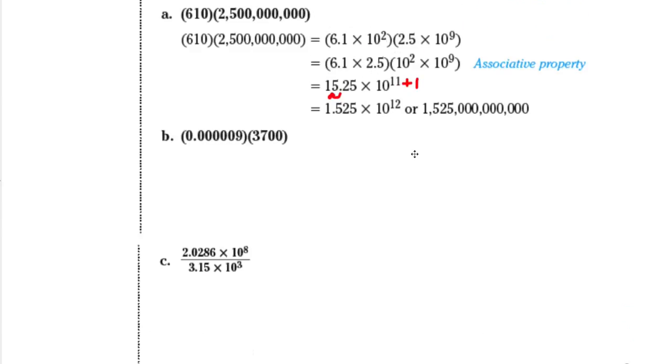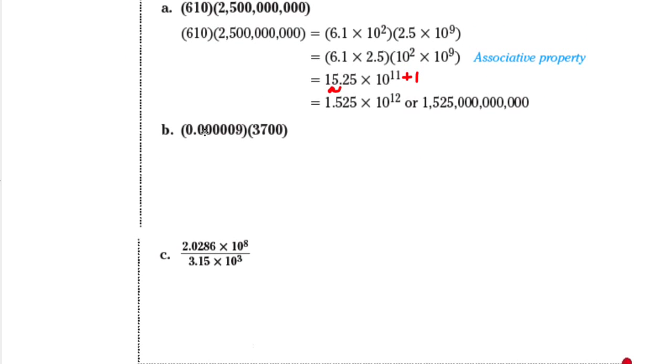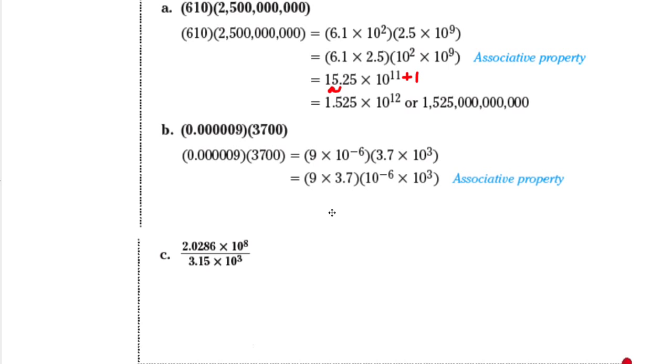In the next one, 3b, we want to multiply 0.000009 times 3,700. Copy the problem, and then we put both of them in scientific notation. This is 9 times 10 to the negative 6, and this is 3.7 times 10 to the third power. Using the commutative and associative properties of multiplication, we have now 9 times 3.7 times 10 to the negative 6 times 10 to the third power. Okay, using our rules of exponents, first we get the product of 9 times 3.7, which is 33.3, and then we simply add negative 6 plus 3, which will give you negative 3.